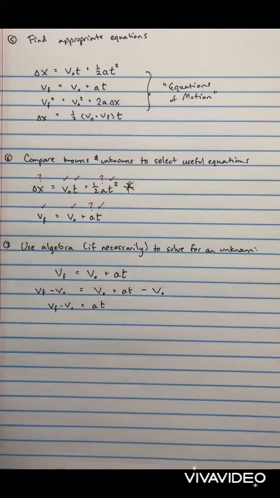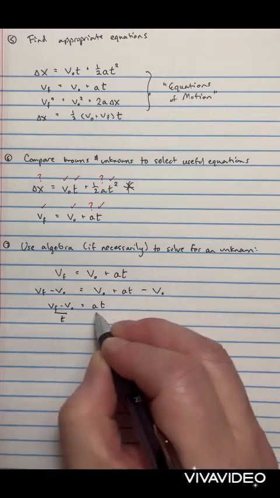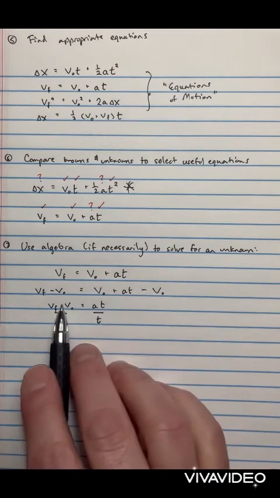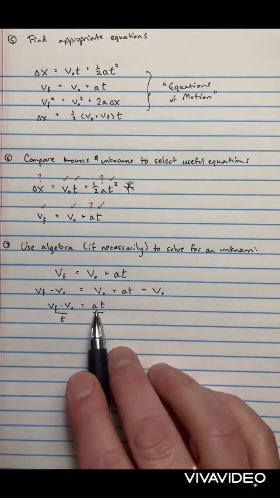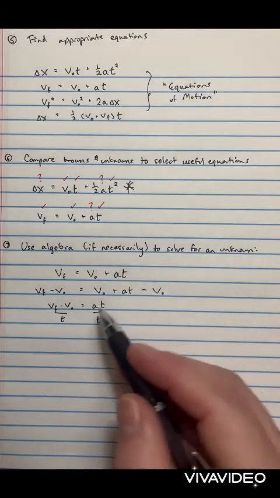I need to divide everybody by time. So let's divide both sides by time. What will happen on this side, I'll get this as a result. On this side, time divided by time cancels. And again, I'll have these gone.